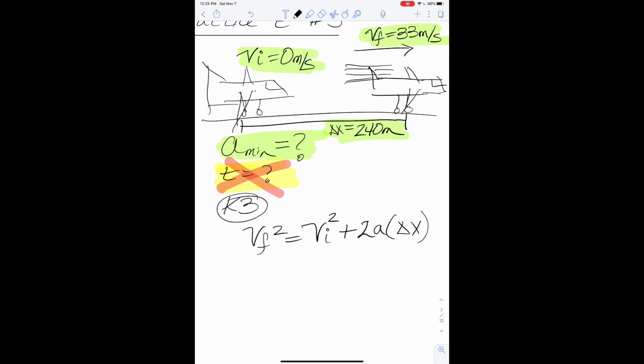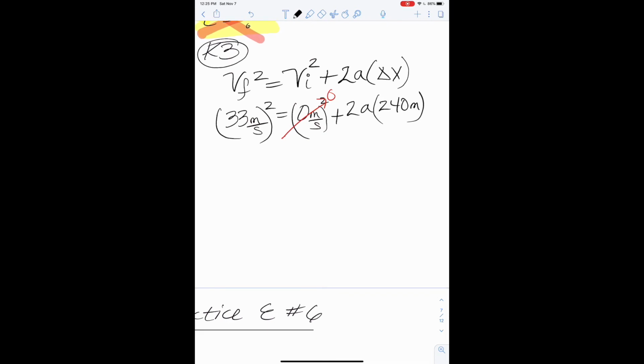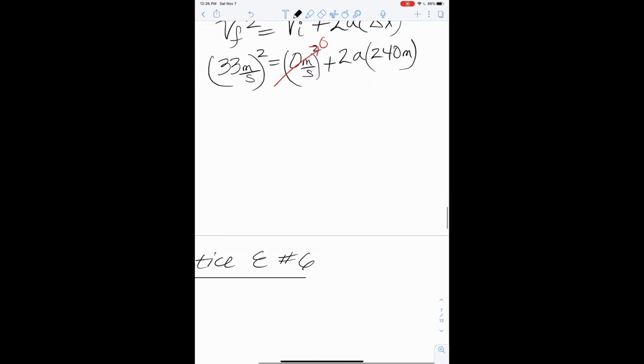Okay, let's go ahead and plug in some values then. 33, units are getting squared along with these numbers. VI is 0, so that's an easy one to square. That's just going to be 0. 2 times, we want to know the acceleration, this A min. Delta X is 240 meters. All right, so let's get rid of that. That's 0. We don't care about that. 33 squared, I have no idea what that is. 30 squared is 900. I don't know if that helps. 1089.